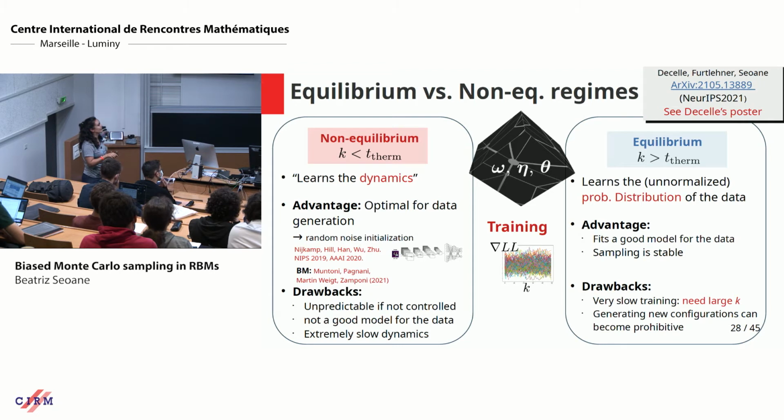The problem is that, of course, you need to do large values of k. This is slow. And also, if you want to use it for generative purposes, you can face that to generate new samples, you need extremely long sampling. So in practice, it can be impossible to do.